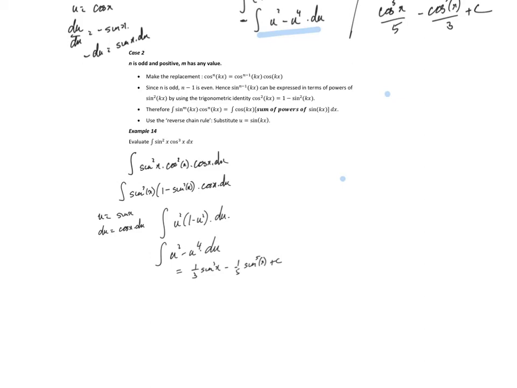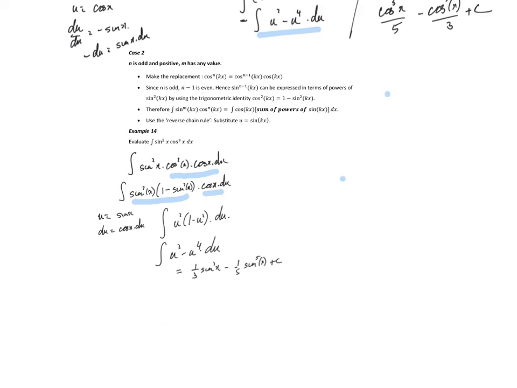Try to read my writing. Cos squared times cos is the cos cubed. Cos squared can be written as 1 minus sine squared. So now I've got a function in sine squared with the substitution u equal to sine, its derivative present in terms of cos. So very similar process.